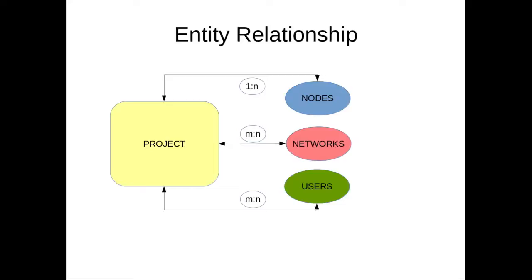Project is the core object in HIL used for logical resource allocation and isolation. A project can have multiple nodes, networks, or users, but nodes can be part of only a single project at a time. Networks can be shared across projects, and users can have access to multiple projects.